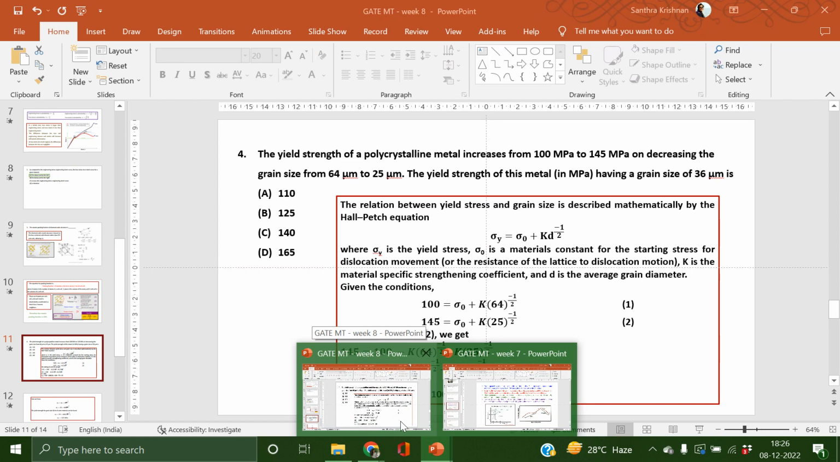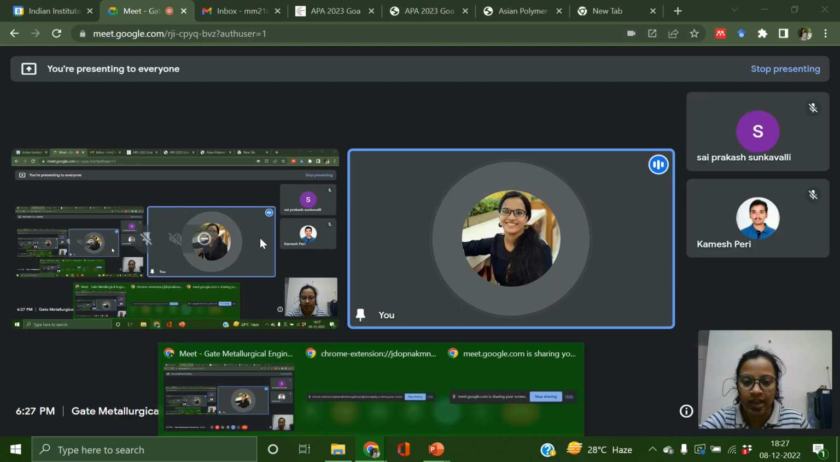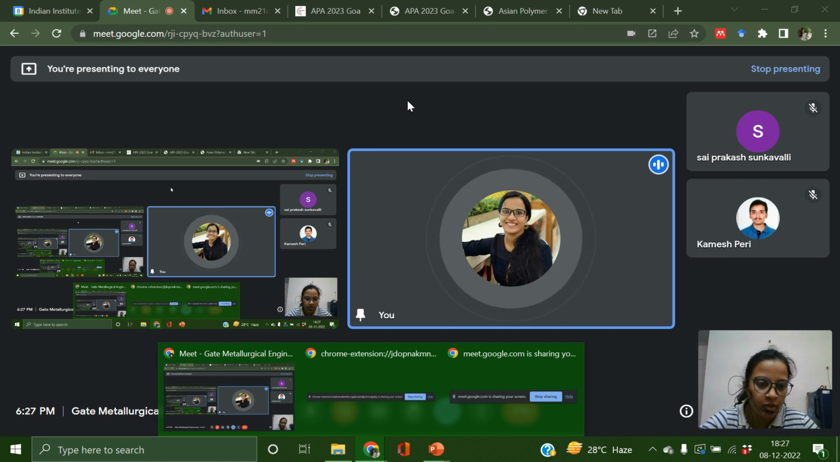So the case is 100 is equal to sigma 0 plus k, 64 power minus 1 by 2, and 145 is equal to sigma 0 plus k, 25 power minus 1 by 2. If you want, you can note these down. If you solve, you can get the values for k and sigma 0. It would be good if you can solve and put the values in the chat box.